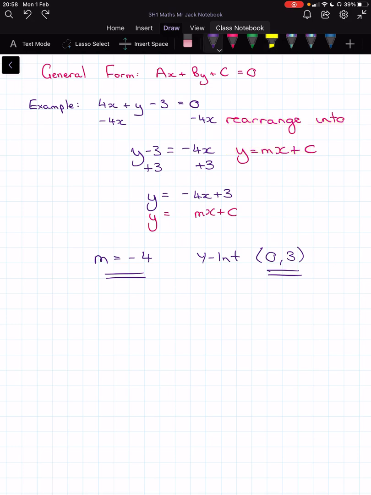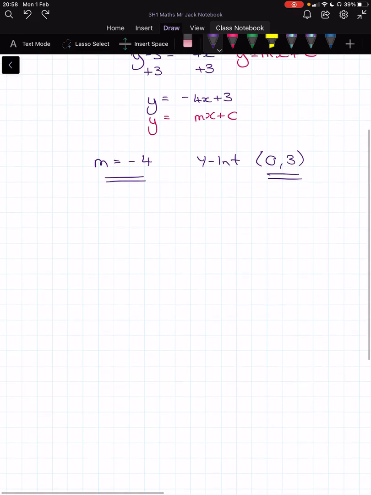Let's have a look at one more example. Now this example is a little bit more complicated. Exactly the same process, the numbers just behave slightly less well, but that's the reality. So we've got 3x plus 6y plus 9.